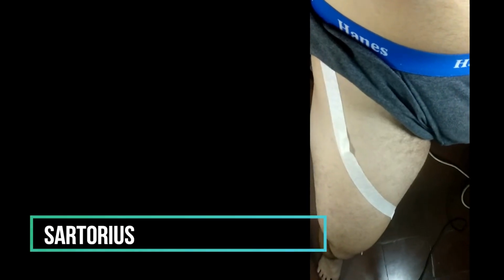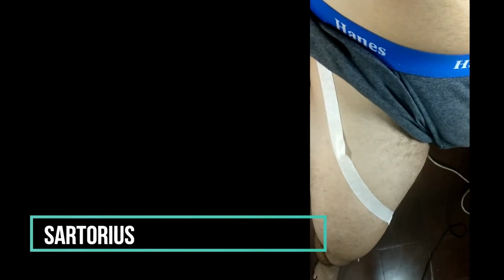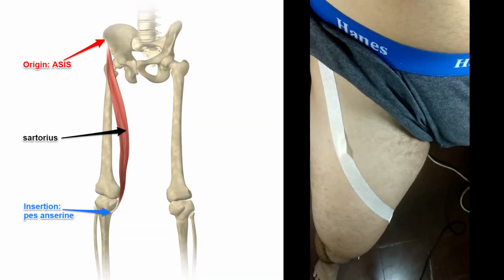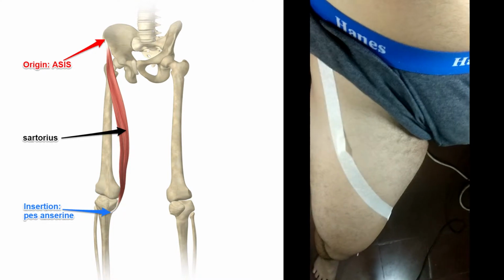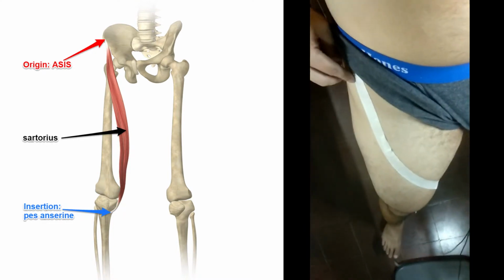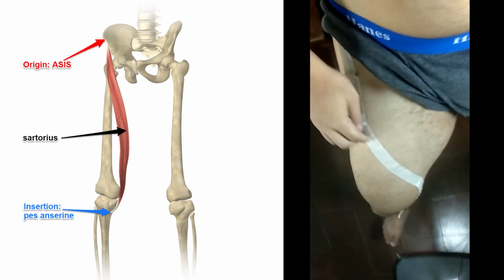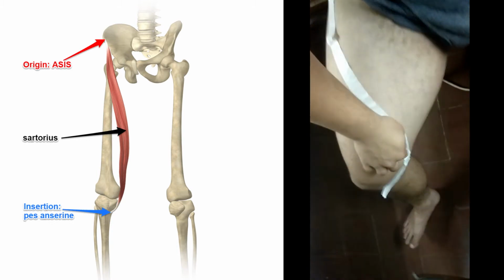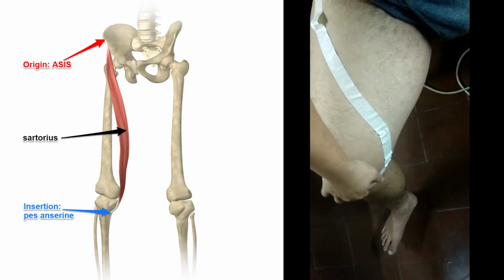Sartorius muscle. Origin: ASIS. Insertion is in the pes anserinus. So the sartorius muscle actually stretches from the ASIS until the pes anserinus where the insertion is.